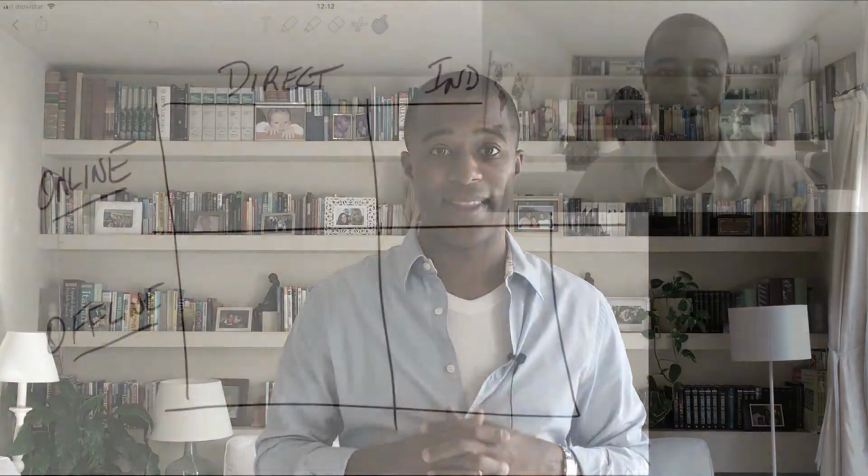So that's the 2x2 technique. First of all, you want to think about direct or indirect, and then you want to think about online or offline. And now that you've stuck around to the end of the video, I'm going to be sharing with you a special matrix and give you more tips, and you'll see that coming up.